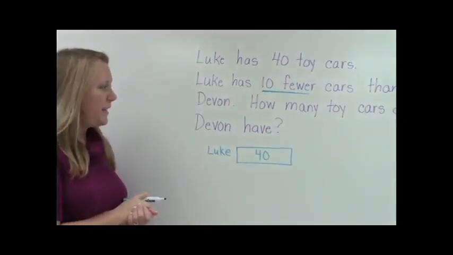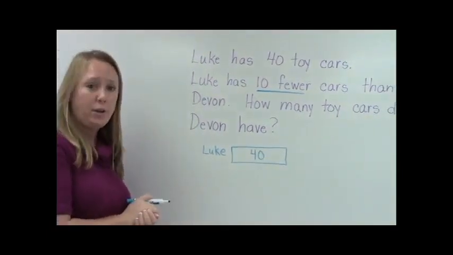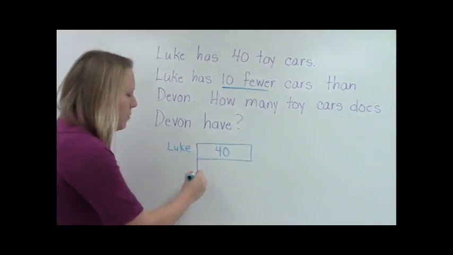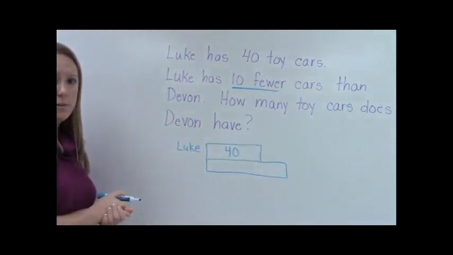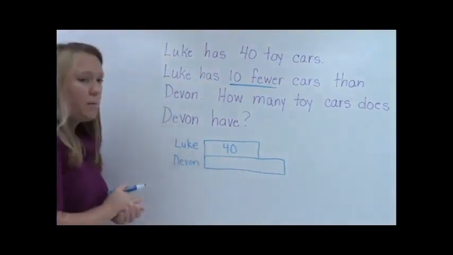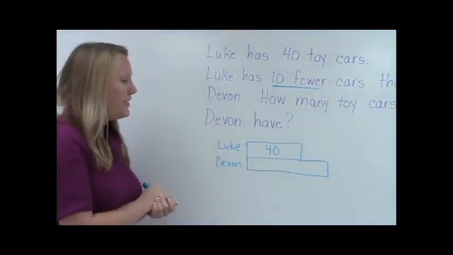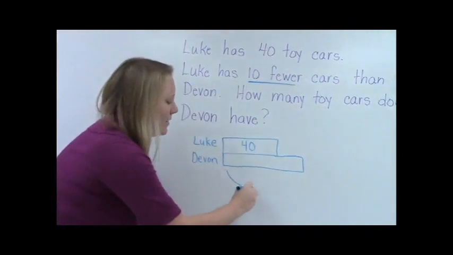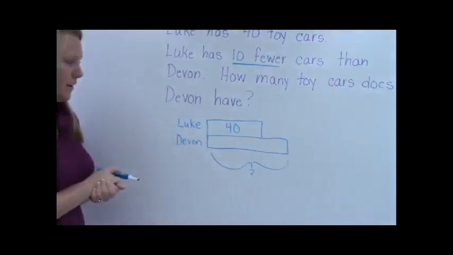So that sentence tells us that Devin is going to have more because Luke has 10 fewer. Since Devin has more, his bar is going to be longer than Luke's. I'm going to label that with his name. But we do not know yet how many toy cars Devin has. So I'm going to label this with a question mark.